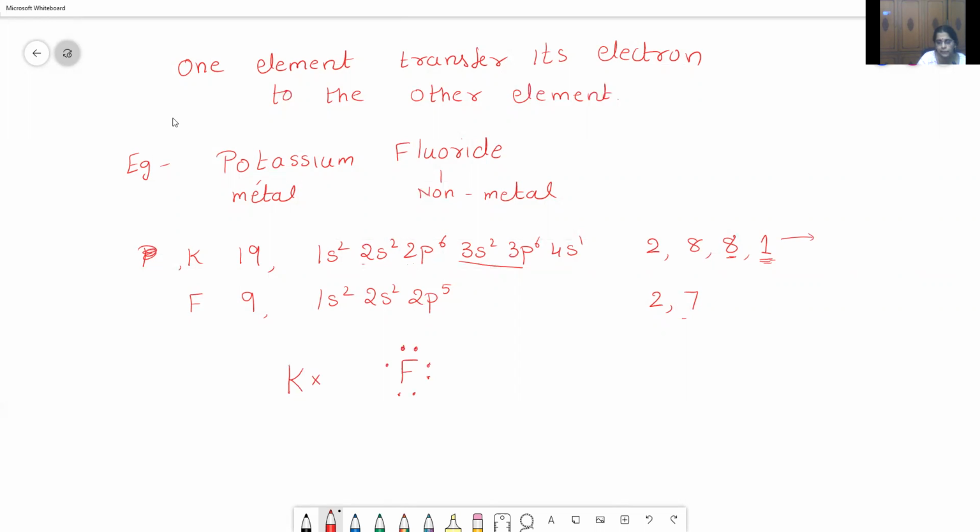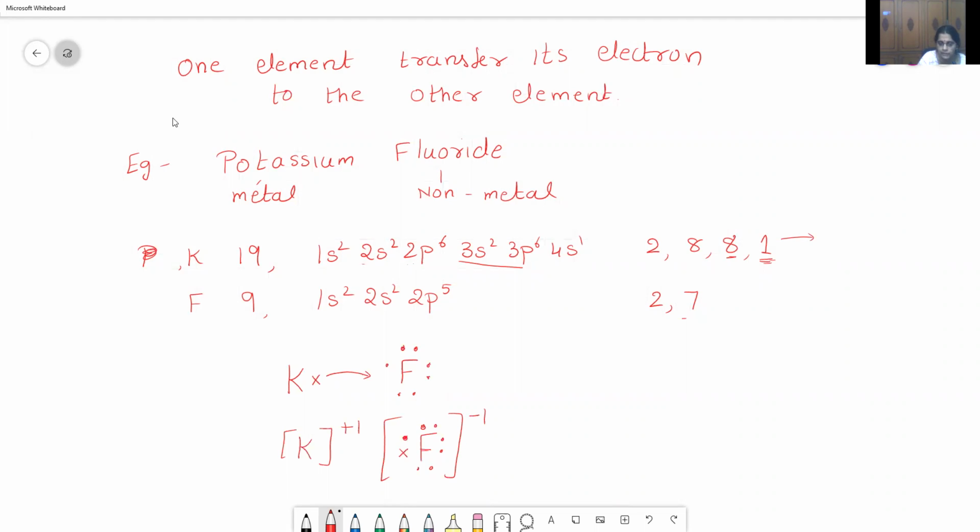Now what is going to happen? When they are bonding, this electron from potassium will get transferred to the fluoride. So this potassium is going to lose 1 electron and become positively charged, and that electron is going to come to the fluorine element. So it's going to be like this. Now this fluoride has gained an electron, so it is going to be negatively charged.